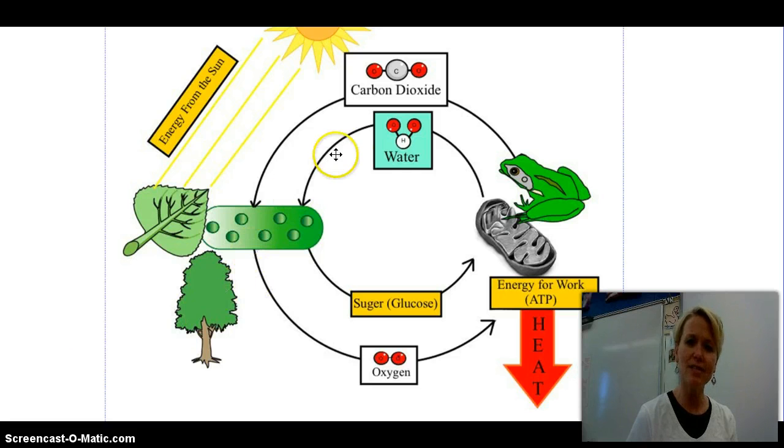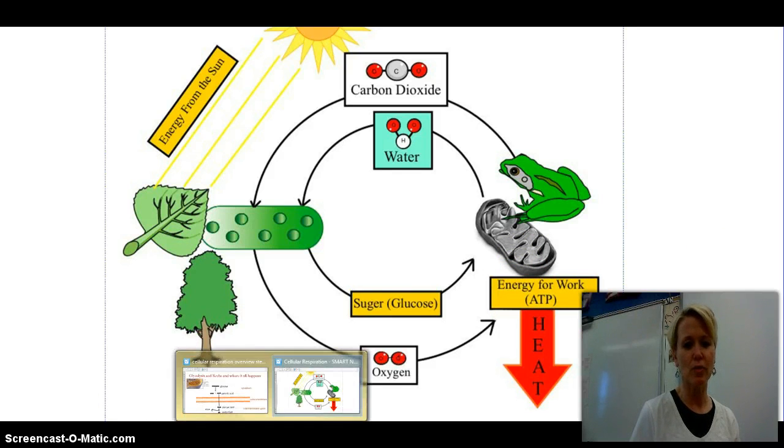Alright, so that's kind of the cycle here, where this is a mitochondria in our cells, and that mitochondria is giving water and carbon dioxide, because we exhale that, gives that to the plants. The plants take in the carbon dioxide, they take in the water, plus the energy from the sun, and they give us glucose or sugar and oxygen. And then we use that to make ATP, or energy. So that's kind of how we take a look at what cellular respiration is.